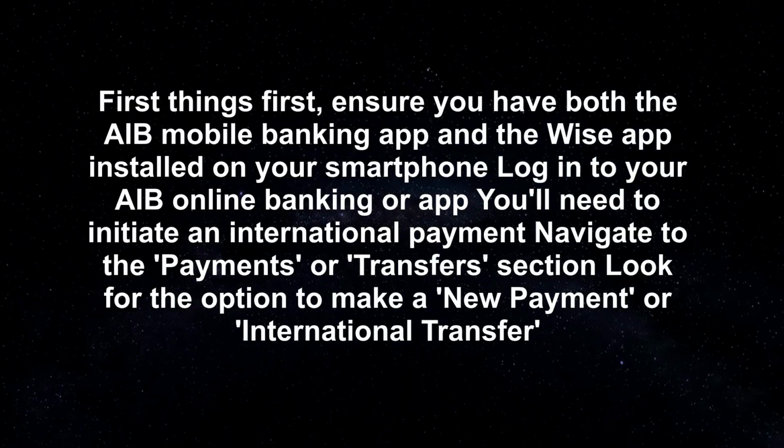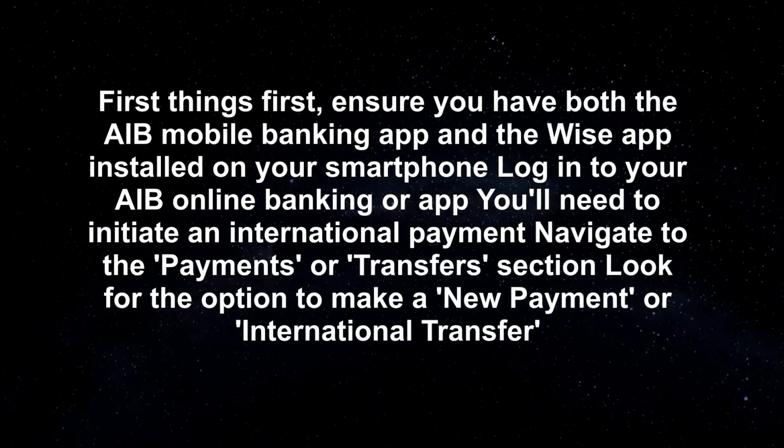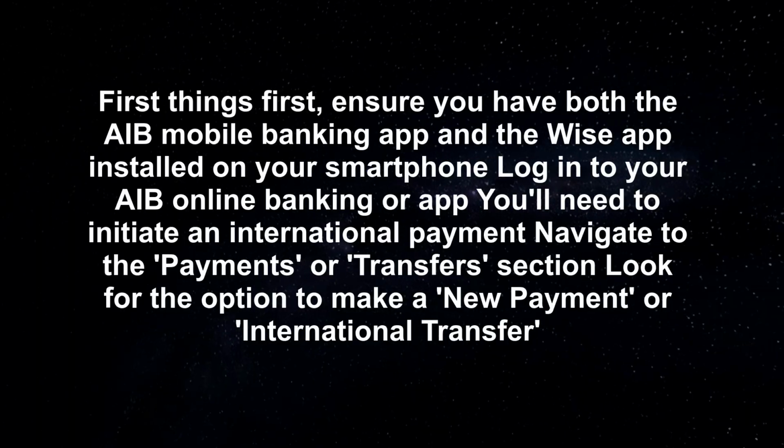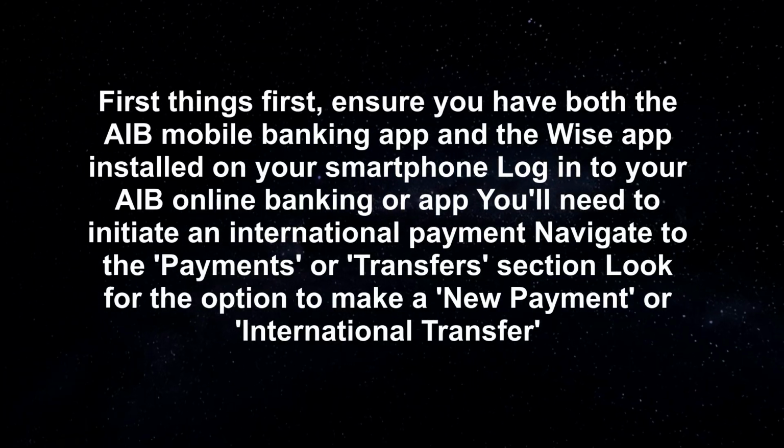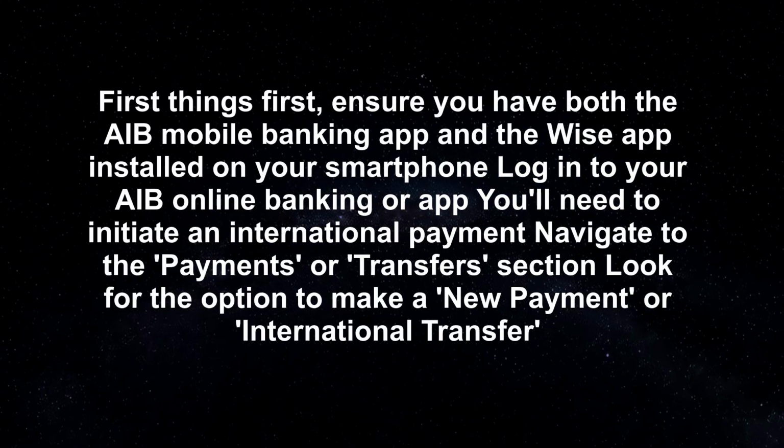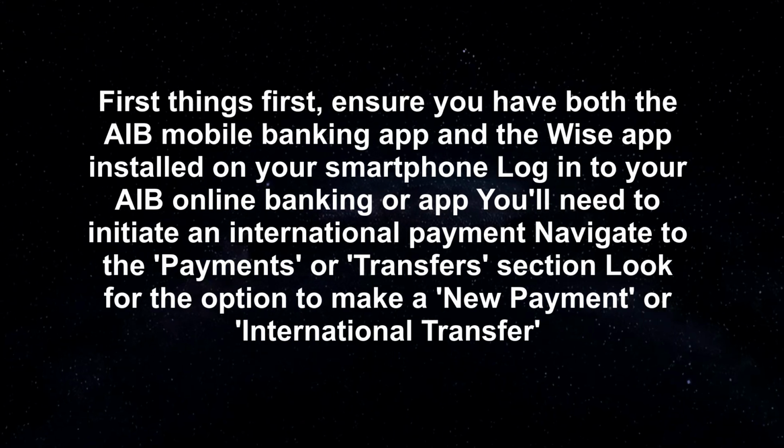installed on your smartphone. Log in to your AIB online banking or app. You'll need to initiate an international payment. Navigate to the Payments or Transfers section. Look for the option to make a new payment or international transfer.